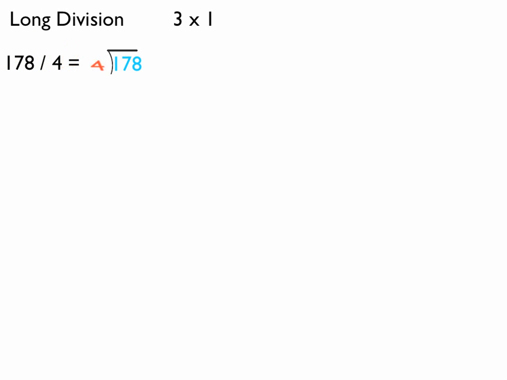So now let's go into some long division. Let's do a 3 by 1. So 178 divided by 4. Let's set this up in the proper format. 178 underneath and 4 on the outside. 4 is your divisor.